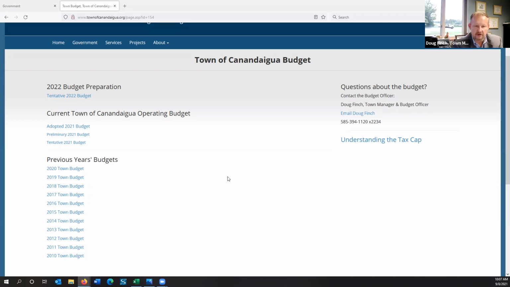So I want to talk about that for a quick second here. You have the tentative 21 budget. You see just above that on the screen, there's a preliminary budget and an adopted budget. So there's a budget process that's actually established by New York state law. And it goes like this. The budget officer for the municipality is charged with putting together a balanced tentative budget, then presenting that tentative budget to the municipal board. In this case, it would be our town board.